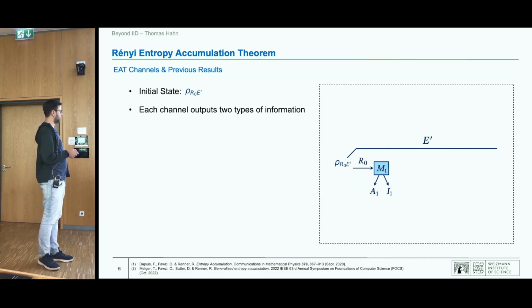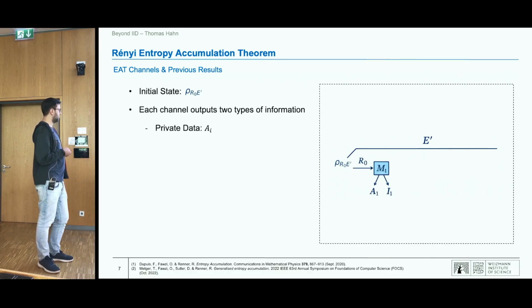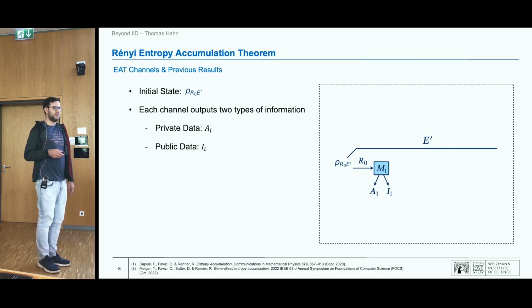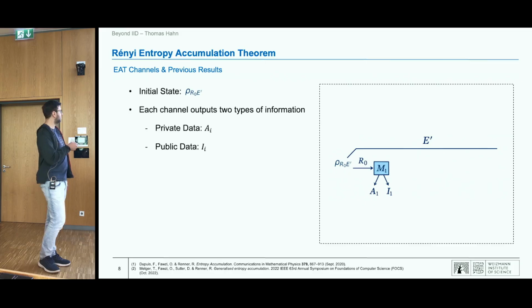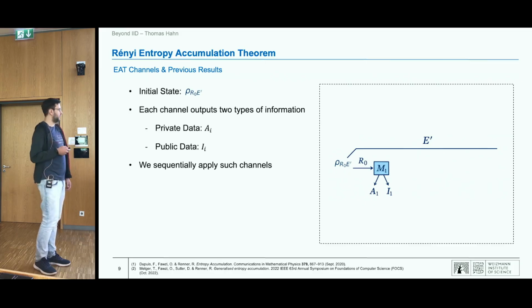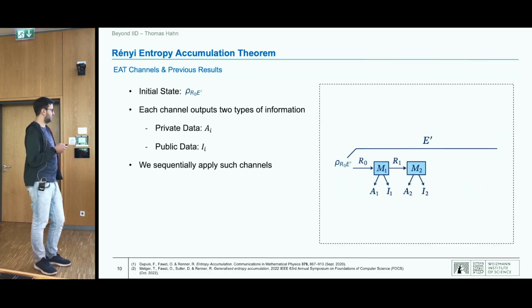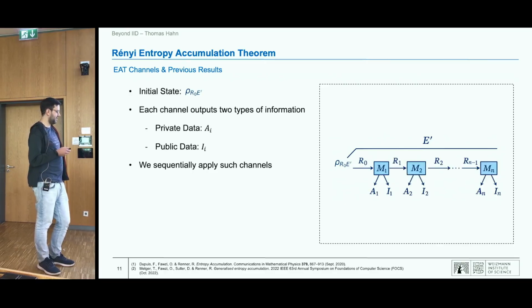This channel produces two types of data. A is the private data. This is the data you want to use to generate randomness. And then the other data is public data. This is what at the end of the protocol you'll make public, and Eve will have access to it. And now you keep doing this because you want to generate a lot of random data. So you just sequentially apply a channel, and again, and again, and again.